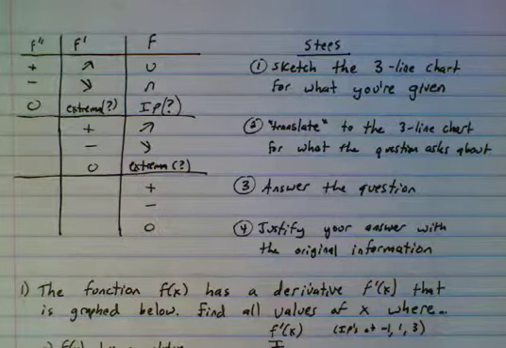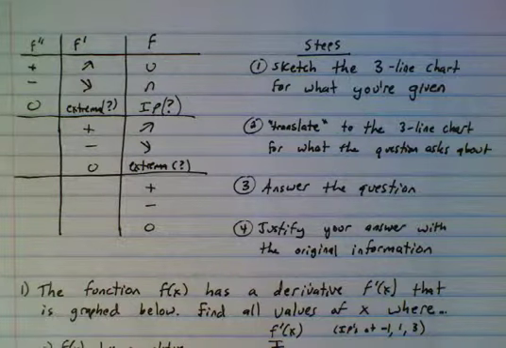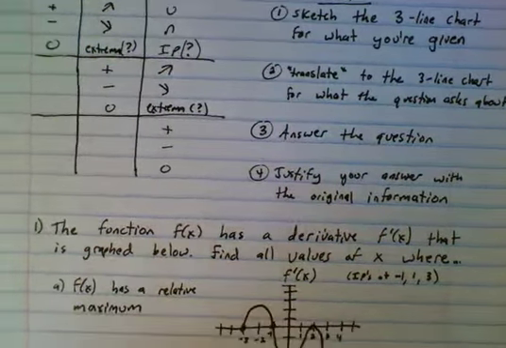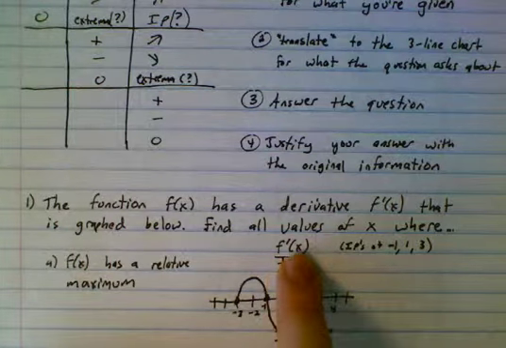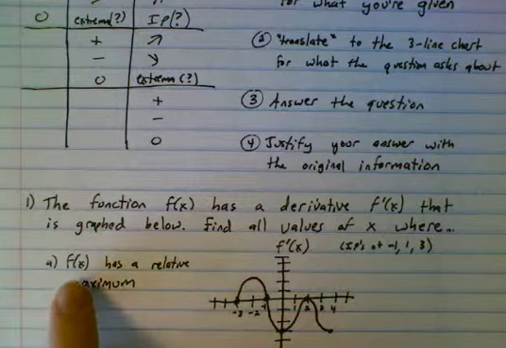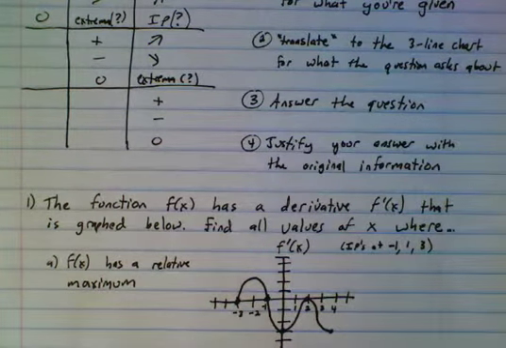One of the major uses of the three-line charts is that it allows us to answer questions about one level, so for example f of x, typically if we know something about a different level, often f prime, sometimes f double prime. So what we're going to be looking at in this lesson are problems like this, where we're told something about the function f of x. It has a derivative f prime of x, and that derivative f prime of x is graphed below. And then we want to find information like what values of x f of x has a relative minimum or a relative maximum or an inflection point or whatever.